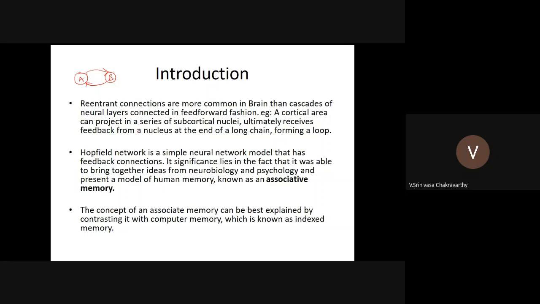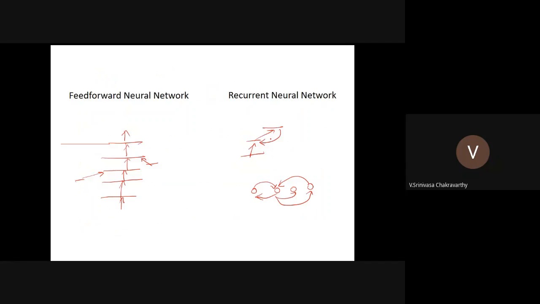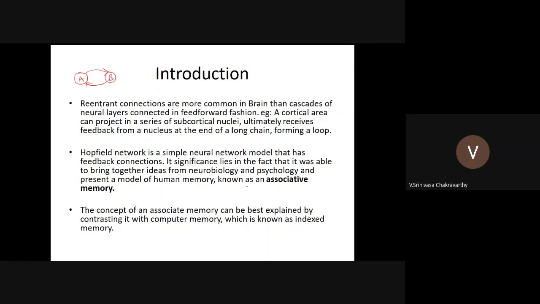Now the Hopfield network is an example of a recurrent network, and specifically it has a special connectivity where every neuron is connected to every other neuron. If it has n neurons, then you have these n square minus n connections. And now the beauty of this model is that it can be interpreted as a model of human memory, or specifically a kind of memory called associative memory.